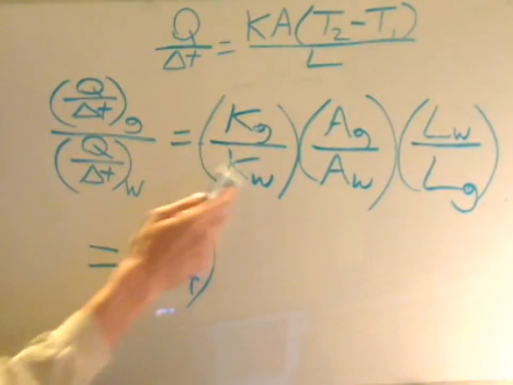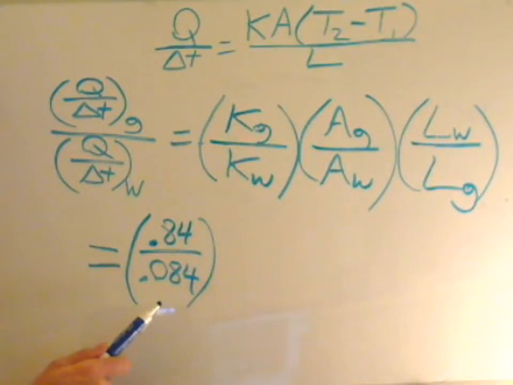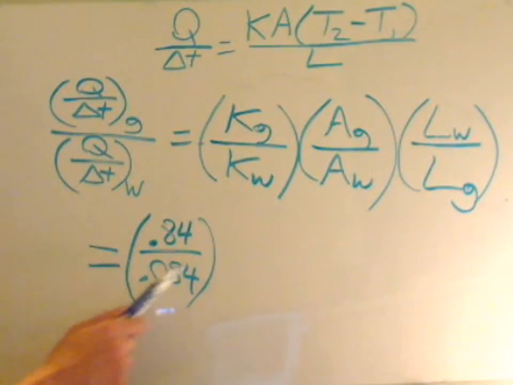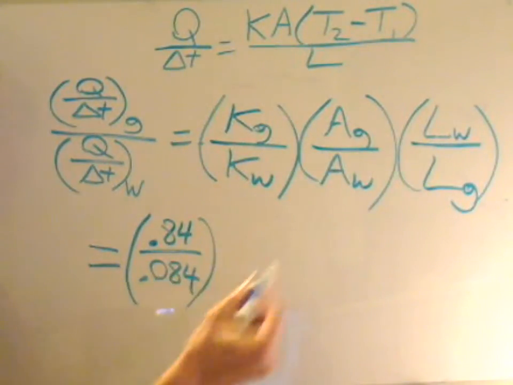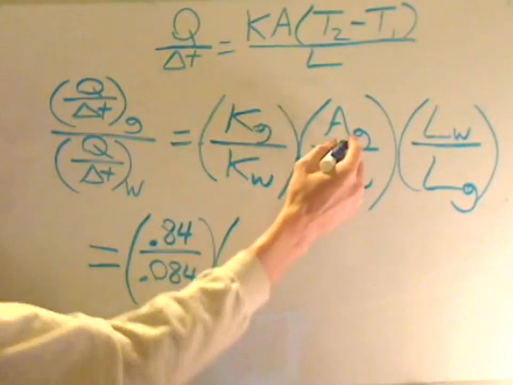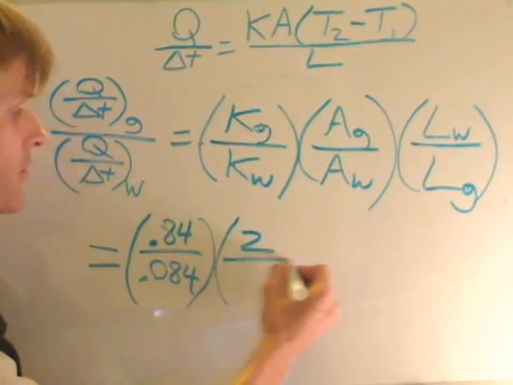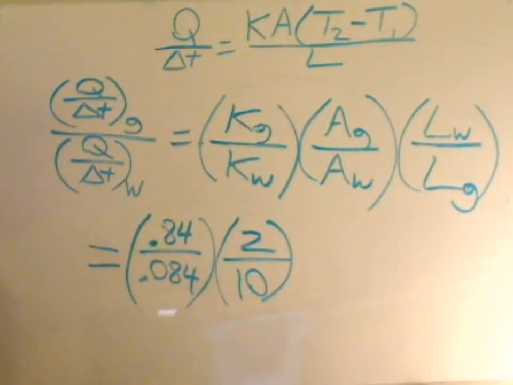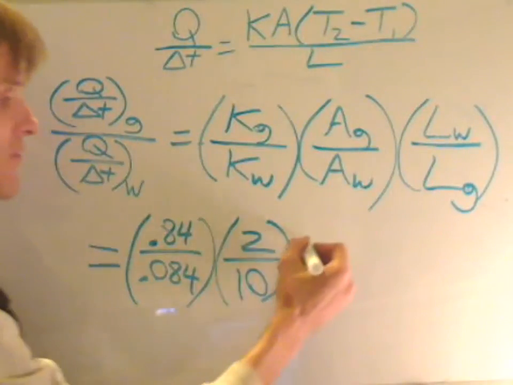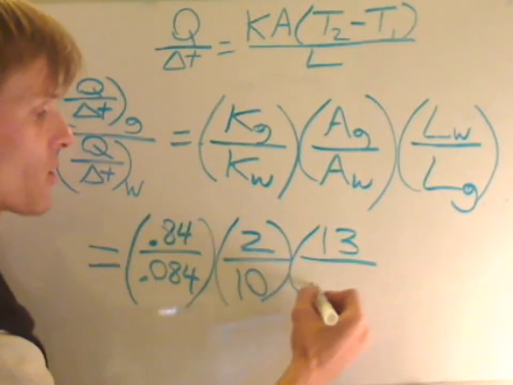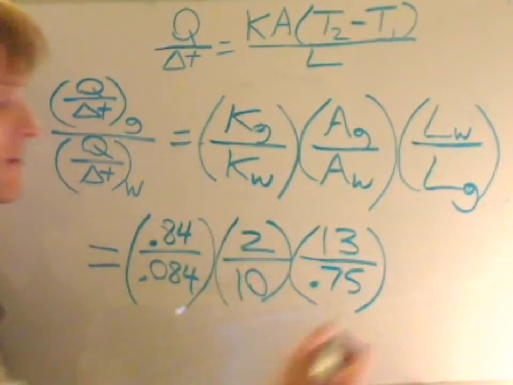So just considering the K's here, we have 10 times greater K for the glass than the wall. So that's going to lead to 10 times greater heat transfer if this were the only thing that was different amongst the glass and the wall. But we have different areas and different thicknesses. So the glass area is 2 square meters. The wall area is 10 square meters. And then the thickness of the wall is 13 centimeters. The thickness of the glass is only 0.75 centimeters.